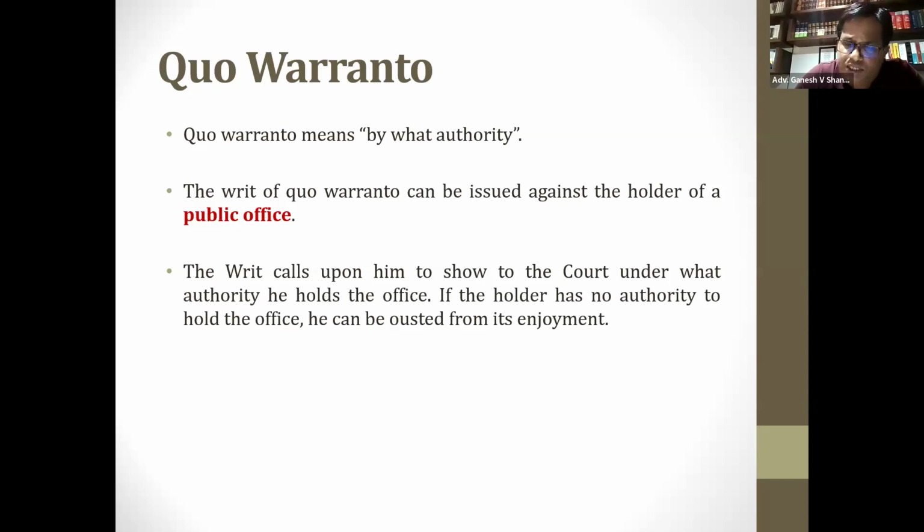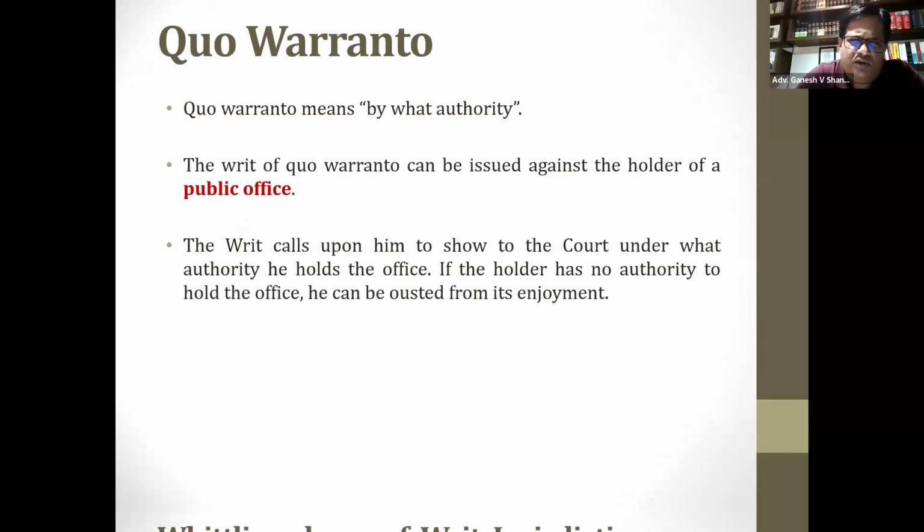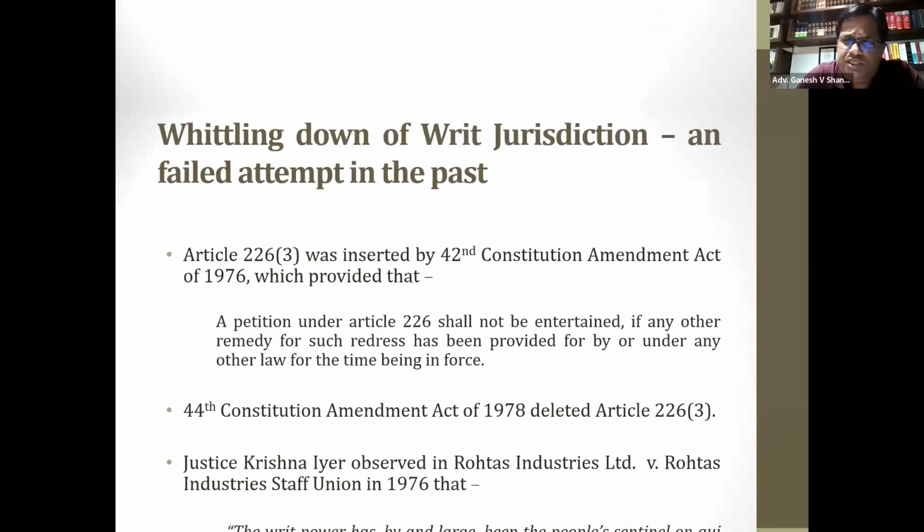This quo warranto is used to question the public officer's position which he is holding, whether it is in accordance with the law or not, or is it legitimate under the law or not. These questions are asked, just like habeas corpus. This is a questioning on the validity of the position which any public officer is holding. Not much of a relevance in the GST context.